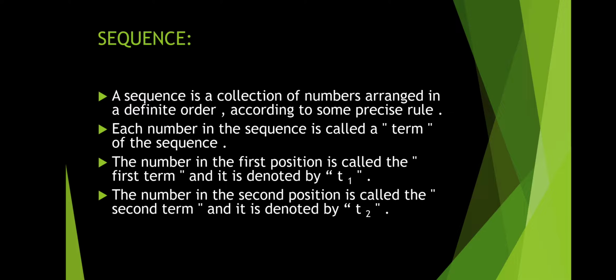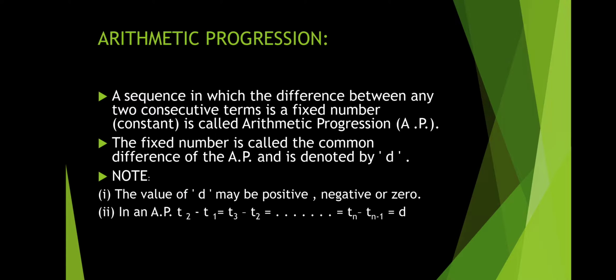Each number in the sequence is called a term of the sequence. The number in the first position is called the first term and it is denoted by T1. The number in the second position is called the second term and it is denoted by T2. If the number is on the third position, it is called as the third term and it is denoted by T3 and so on.